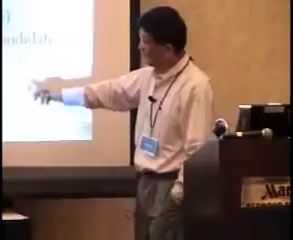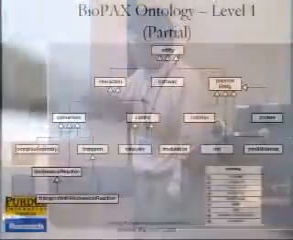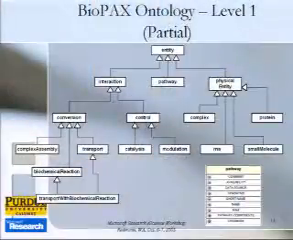The second level is still in candidate release 2, and it's already on their website, so you can take a look at it. It's about molecular interaction networks. Level 3 is about signaling pathways. They also have two more levels on their roadmap, and you can take a look at their website.